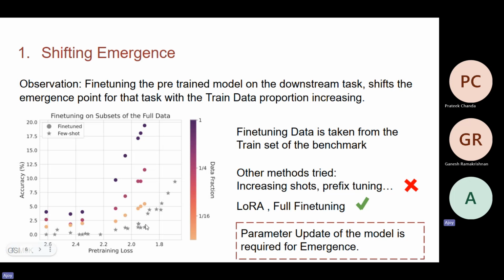Emergence is pushed to the orange points. Basically here we fine tune on some amount of data, and that's why we are able to shift it. Emergence is pushed to lower, emergence happens at lower data. When the loss is higher, the emergence is at a higher rate.